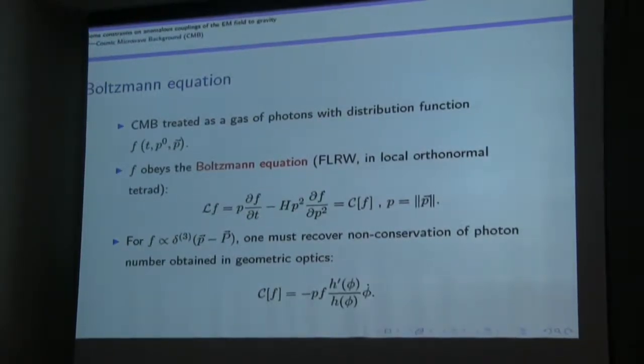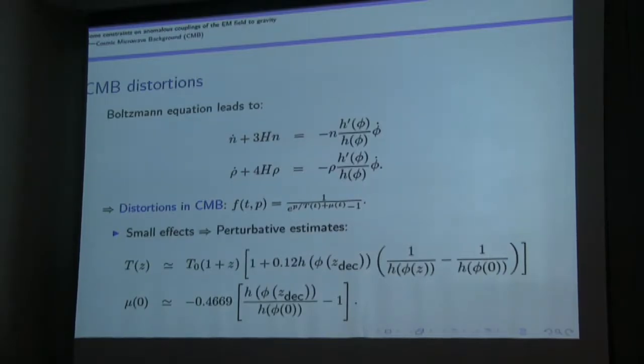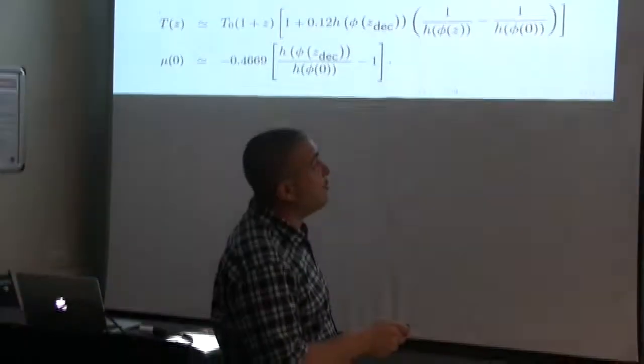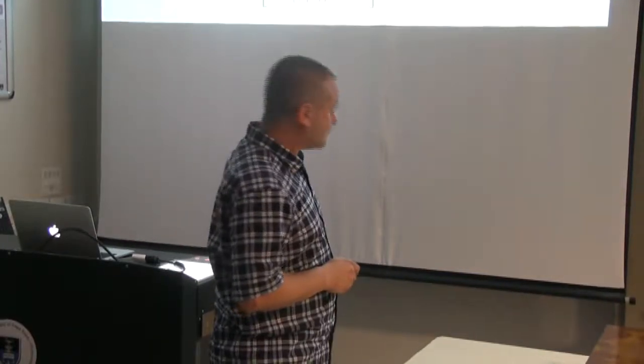So by forcing the geometric optics approximation, I mean we just localize the momentum of our photon in phase space, and then we can derive that the collision term is again quite standard, proportional to f, to p, and then to the logarithmic derivative of the kappa. All right. So if we do that, we end up having a photon number equation which takes this form in Friedmann-Robertson-Walker, and the density of photons evolves like this.